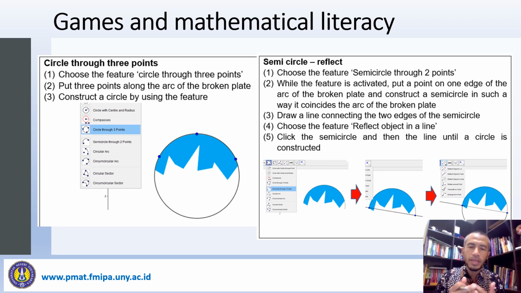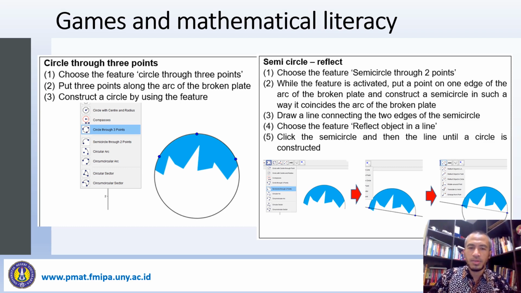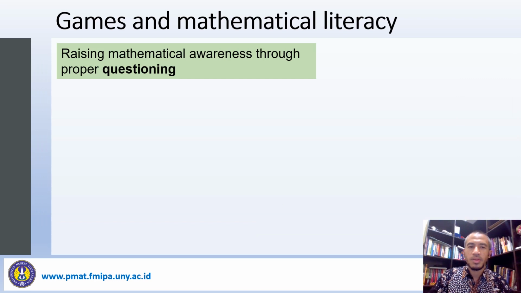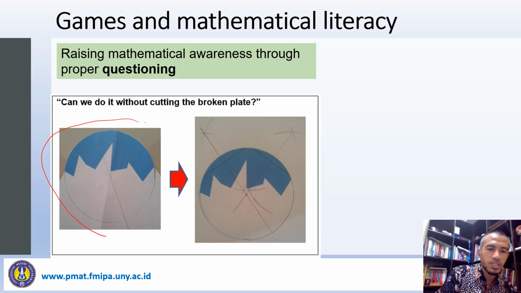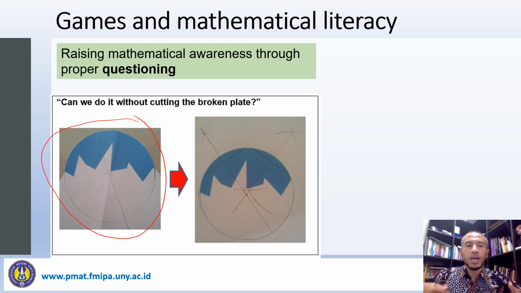So the role playings can stimulate students to think of several strategies, because they were really engaged, they were really enthusiastic to do the activities. But once again, the idea is to bring the mathematics. So from students' activities, we need to highlight the mathematical concept. Like this one. When the student cut and fold the paper, and then we trigger them, we stimulate them by posing a question. Can we do it without cutting the broken plate?